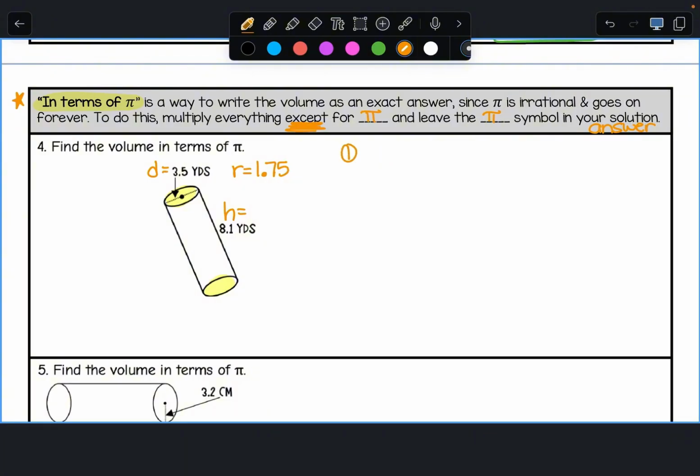So the first thing we do is we find area, pi r squared. Now, we're leaving this in terms of pi. Since you have highlighters, go ahead and highlight that. In terms of pi. When it says in terms of pi, you multiply just the numbers. So, is pi a number? No, it's a symbol.